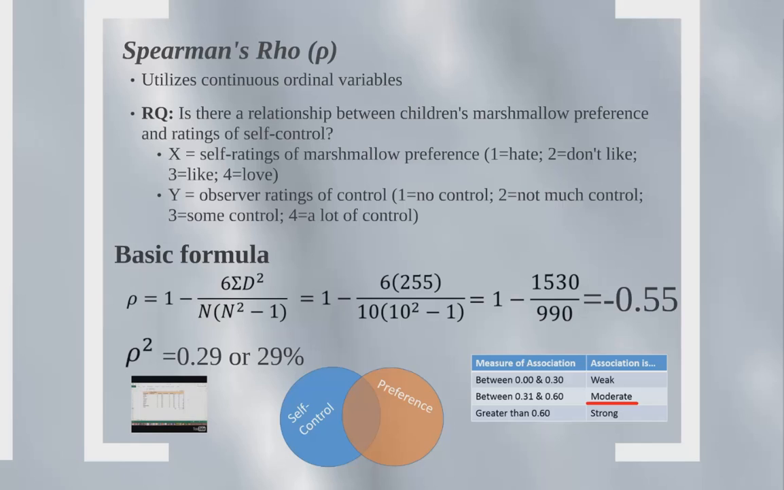This doesn't tell us, however, our significance, right? That's something we would turn to chi-squared for in some of our previous lectures. So this simply tells us our effect size, or the strength of the relationship between our two variables.